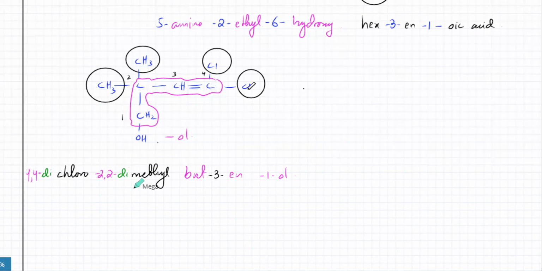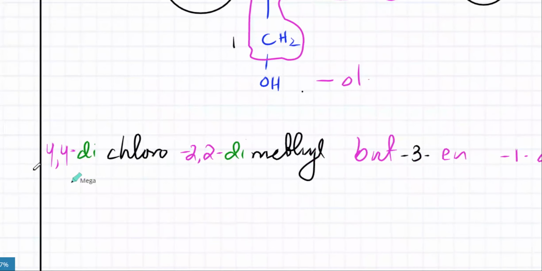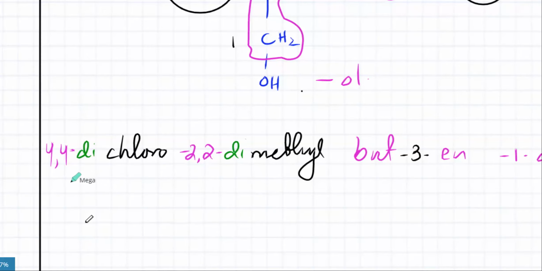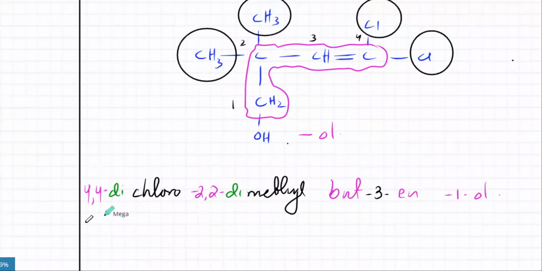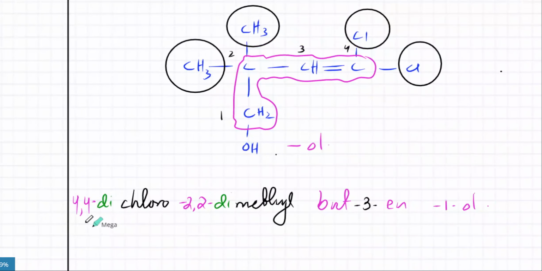Sir, why is it 1,4-dichloro? Which one? Over your dichloro, you've written 1,4. Or is that... no, sorry, that's 4,4. If I zoom in, then that's 4. Okay, my bad. So it's 4,4-dichloro-2,2-dimethylbut-3-en-1-ol. So is this clear?